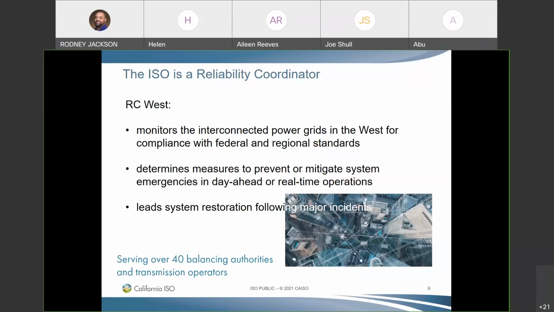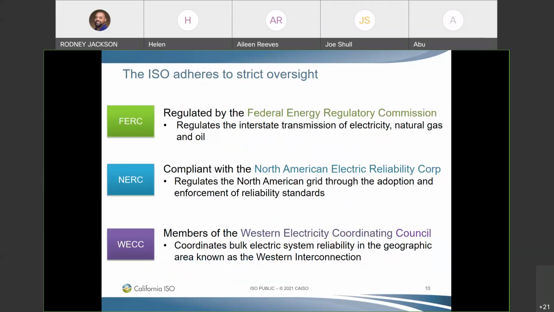Now, RC West has oversight of power grid reliability for balancing authorities and transmission operators in the Western Interconnection, monitoring compliance for 87% of that area. So how do we do this? Well, we have to adhere to strict oversight. So who do we report to?